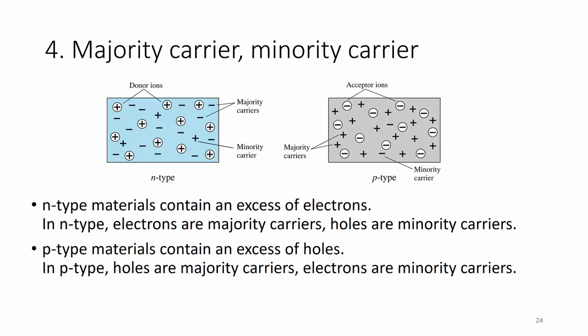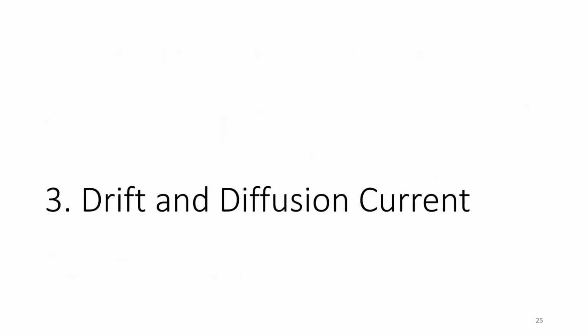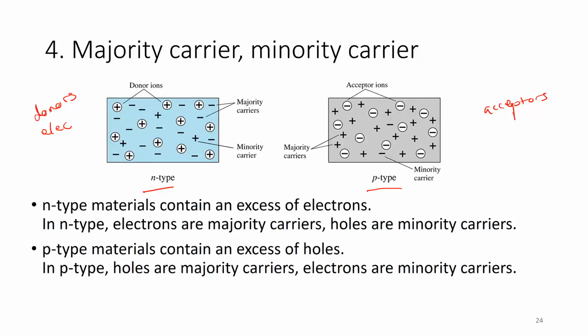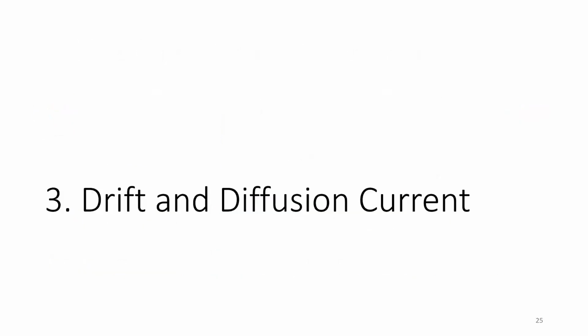So you have n-type and p-type, depending on the impurity that you have introduced. In n-type you introduce donors, in p-type you introduce acceptors. In n-type the majority is electrons, and in p-type the majority is holes. Now we are ready to go on to the next part, which is drift and diffusion current.